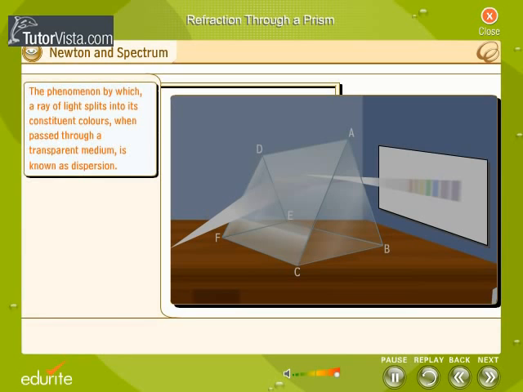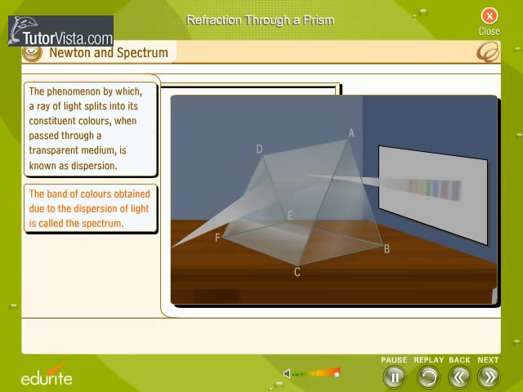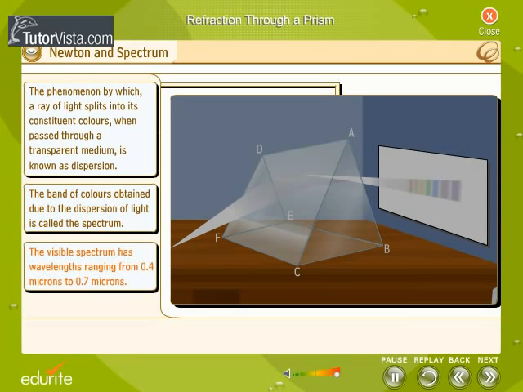This phenomenon by which a ray of light splits into its constituent colors when passed through a transparent medium is known as dispersion. The band of colors obtained due to the dispersion of light is called the spectrum. This visible spectrum has wavelengths ranging from 0.4 microns to 0.7 microns. Red light has a longer wavelength than violet light.